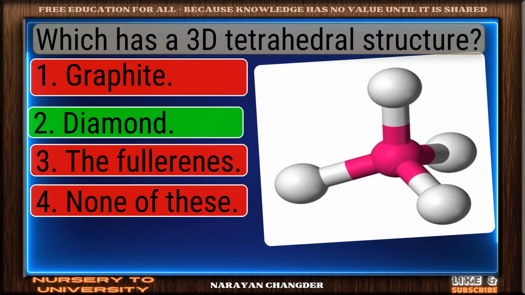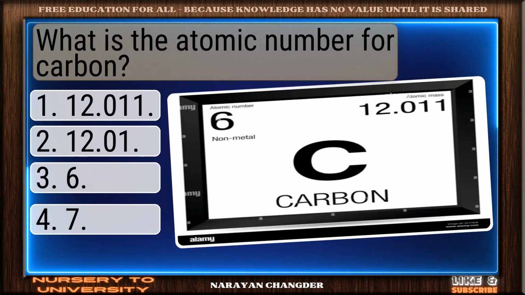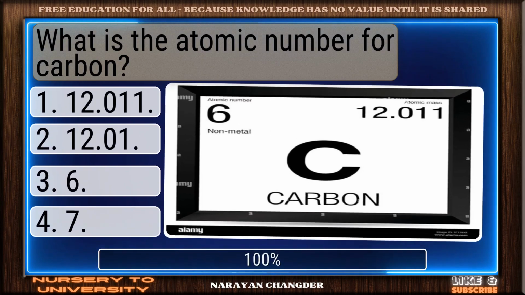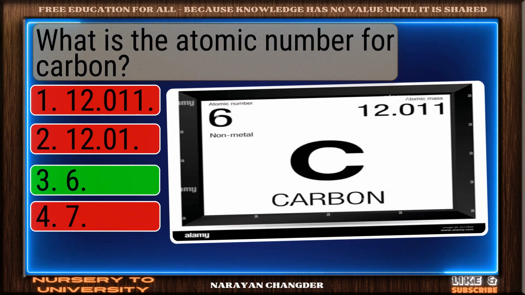Which allotrope of carbon has a 3D tetrahedral structure? Correct. Diamond is the right answer. What is the atomic number for carbon? On track, 6 is the correct answer.